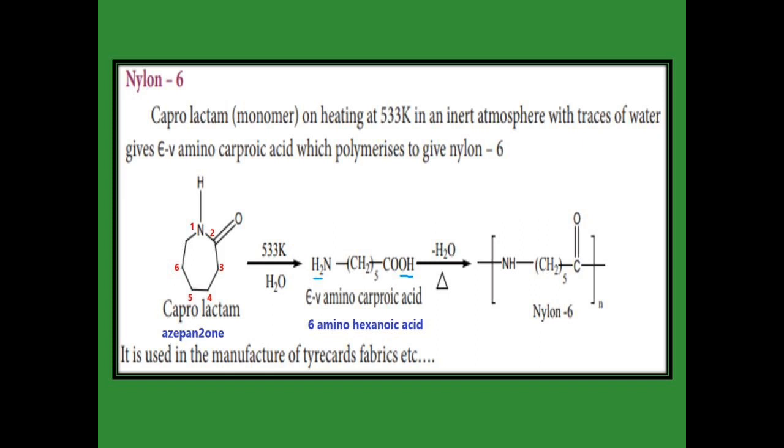On heating this epsilon-amino caproic acid, it eliminates water. How do we eliminate water? In the acid it gives an OH group, in the amine it gives H. So we get NH (CH2)5 and C double bond O. It is repeated many times. It gives nylon 6 polymer. This polymer is used for tire cords, fabrics, etc.